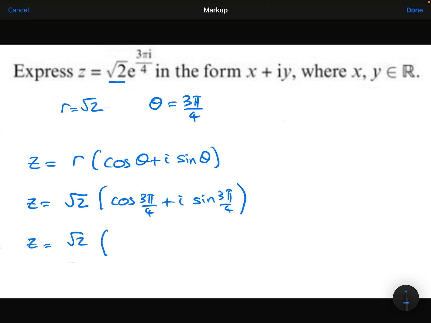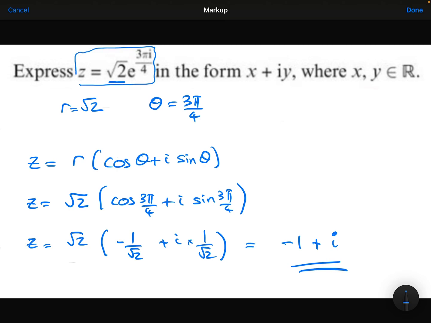Cos 3 pi over 4 is minus 1 over root 2. Sine 3 pi over 4 is 1 over root 2. And then multiplying through by the root 2, I will get minus 1 plus i. And that is my complex number. That is root 2 e to the 3 pi i over 4 in Cartesian form.